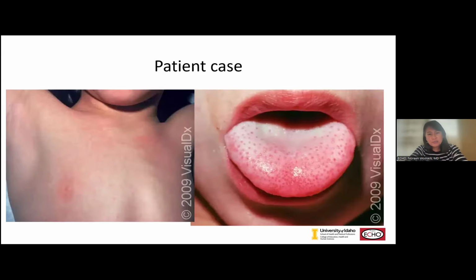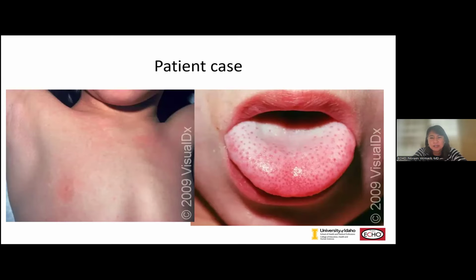So this is our next patient case. This student comes to you with a sore throat. You take their temperature and they have a fever of 101. When you're looking in the back of the throat, you notice it's a bit red with enlarged tonsils. They also say their tongue hurts, and when they stick it out, it looks like that. It's got that strawberry appearance.